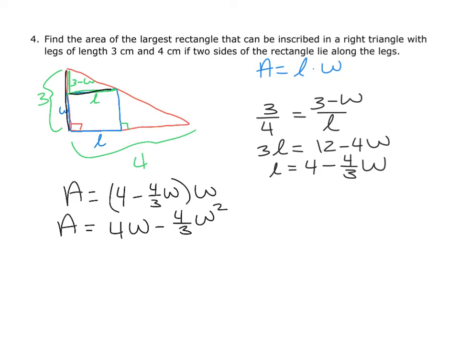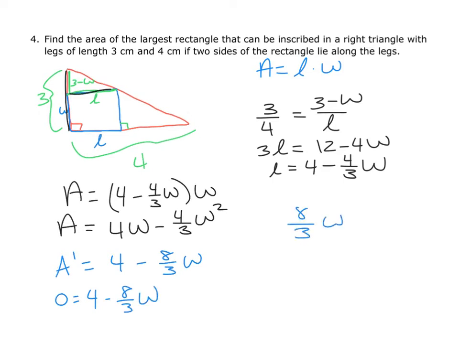So it's not that this is hard, but if you've never thought about making that proportion, we did that with related rates, but we've never done that with optimization. So take the derivative, set it equal to 0. So 8/3 W equals 4. W equals 12/8, which is 3/2, 1.5.